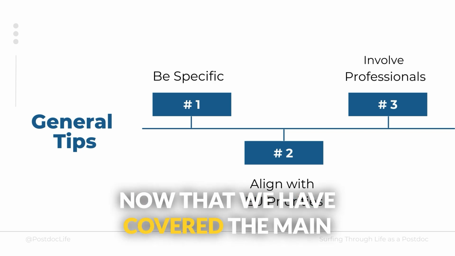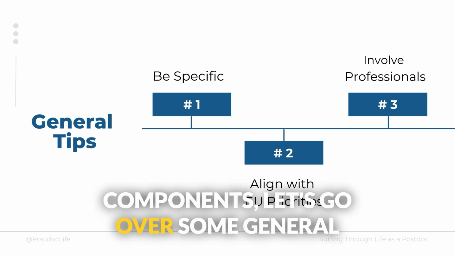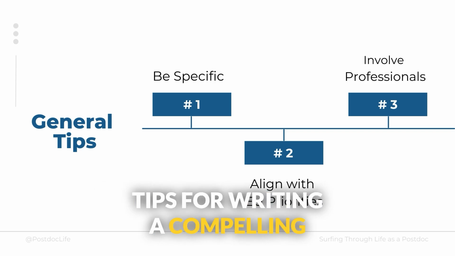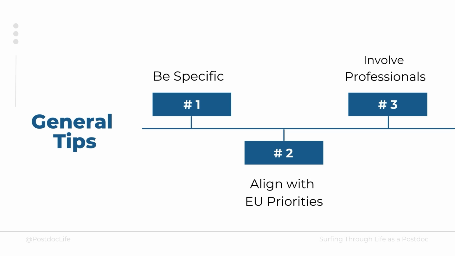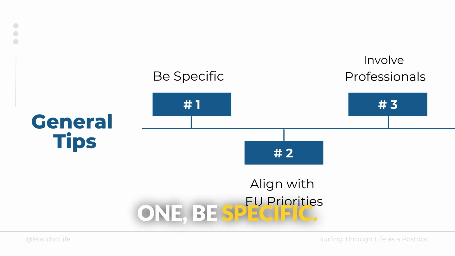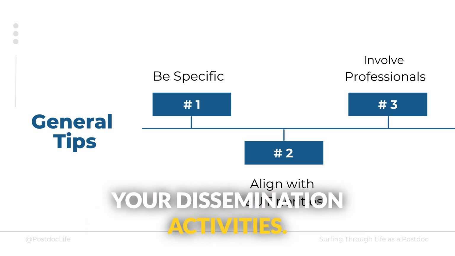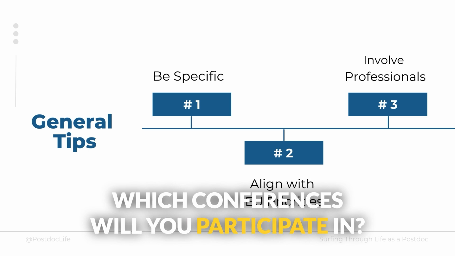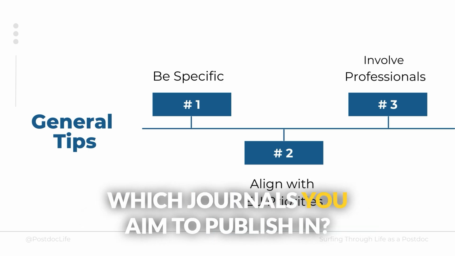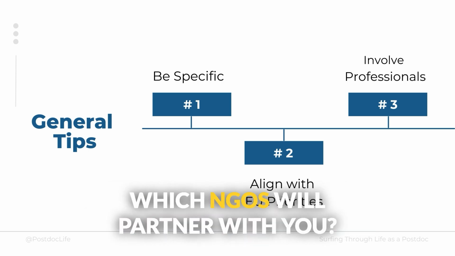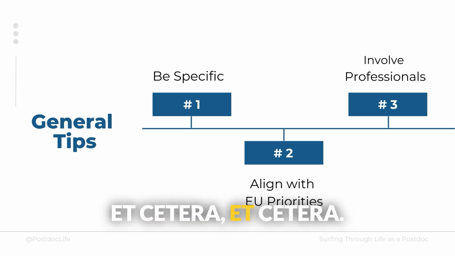Now that we have covered the main components, let's go over some general tips for writing a compelling dissemination plan. 1. Be specific. Provide clear, concrete examples of your dissemination activities. Which conferences will you participate in, which journals you aim to publish in, which NGOs will partner with you, etc.